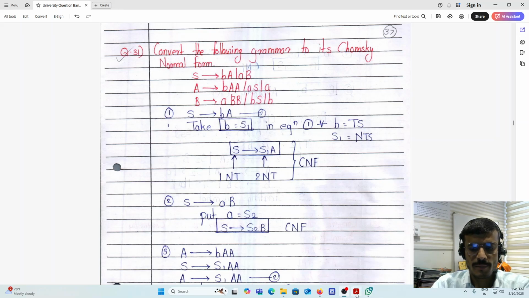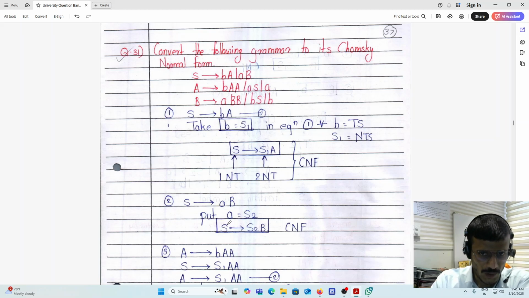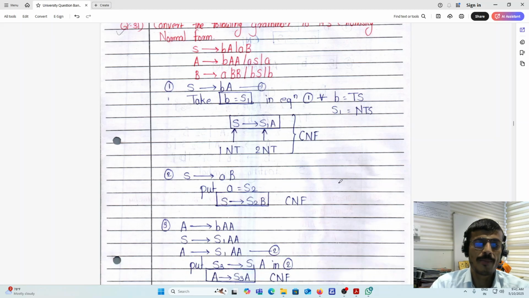Now again, coming back to the session. The next question is, convert the following grammar into the Chomsky normal form. As per the definition, a production is said to be in Chomsky normal form when it is of the form one non-terminal symbol tends to two non-terminal symbols, or one non-terminal symbol tends to one terminal symbol.